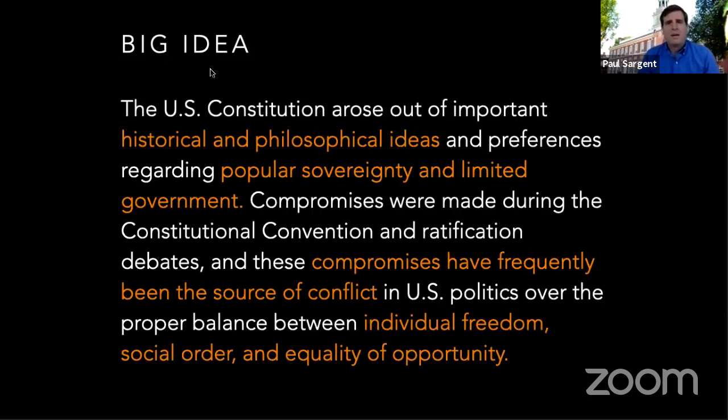We'll see. Okay, so here's the big idea of this. The US Constitution arose out of important historical and philosophical ideas and preferences regarding popular sovereignty and limited government. These are some really big concepts that you really need to understand in order to get a grasp on this course. Compromises were made during the Constitutional Convention and ratification debates. We'll talk about some of those tonight. And these compromises have frequently been the source of conflict in US politics over the proper balance between individual freedom, social order, and equality of opportunity.